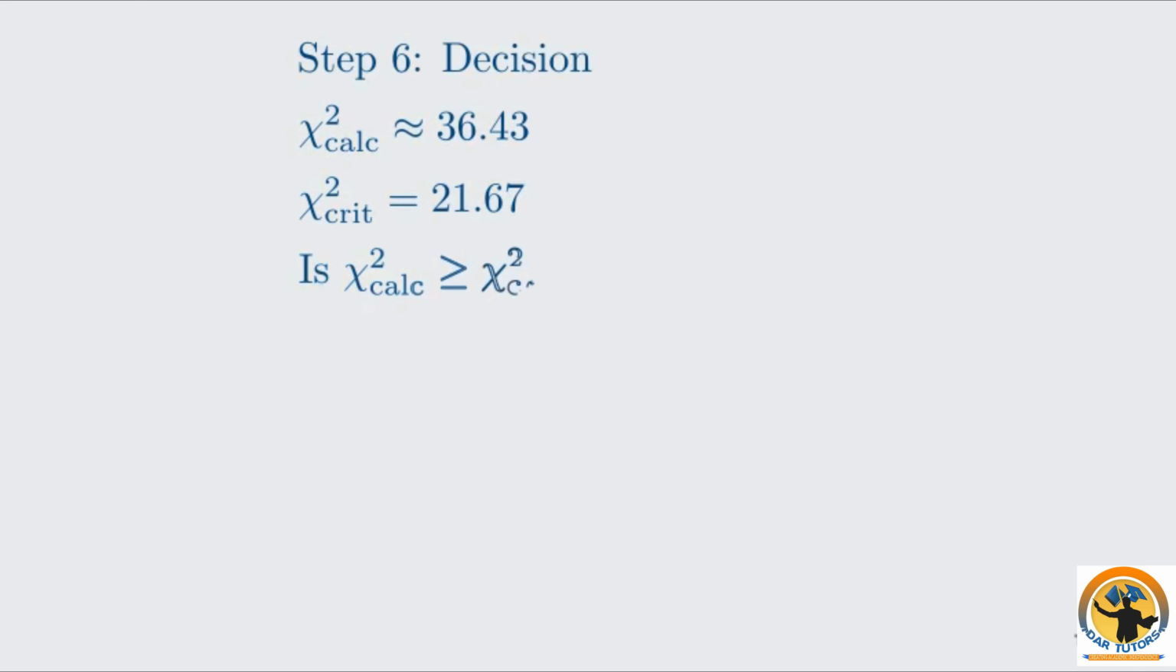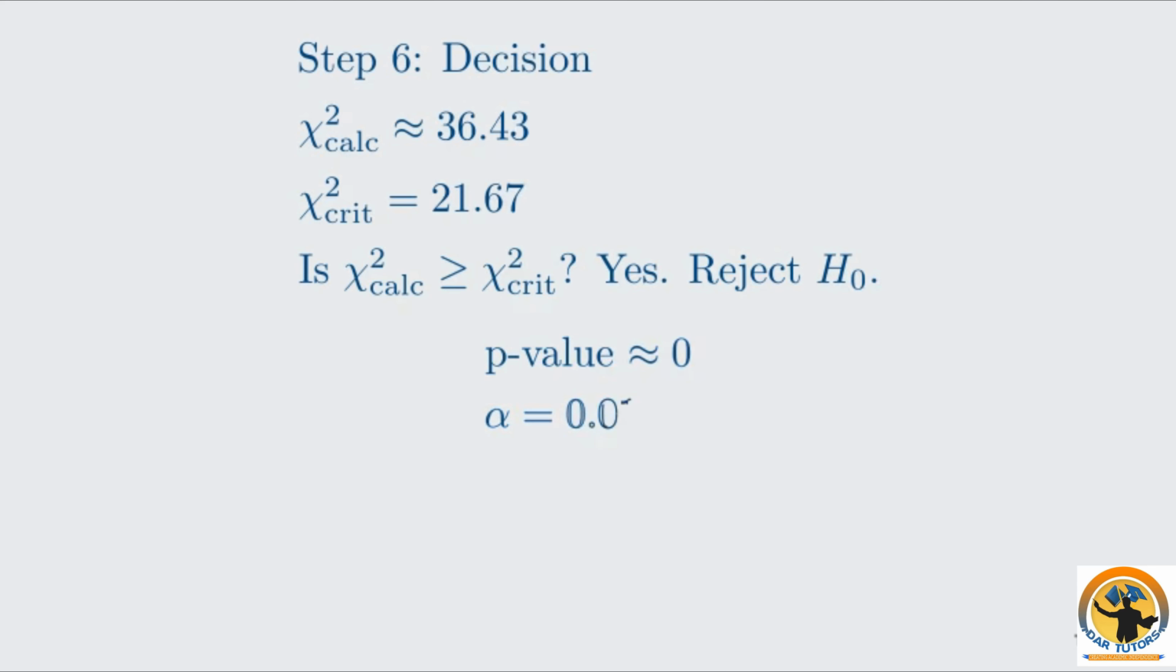Step 6. Decision. We compare our calculated χ² value of 36.43 with the critical value of 21.67. Since 36.43 is greater than 21.67, it falls into the critical region, and we must reject the null hypothesis. Alternatively, we can use the p-value. The p-value was effectively 0. This is much smaller than our significance level α of 0.01, confirming our decision to reject H0.